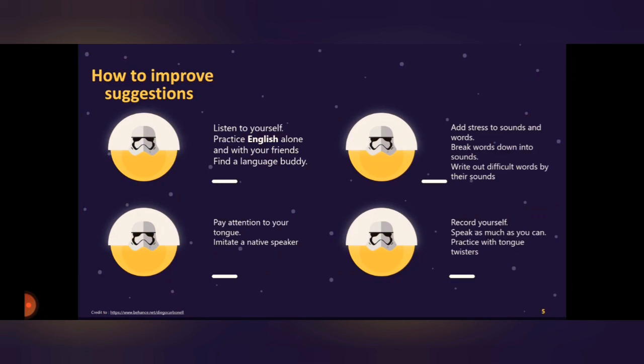How to improve? Suggestions. Listen to yourself. Practice English alone and with your friends. Find a language buddy. Pay attention to your tongue. Imitate a native speaker. Add stress to sounds and words. Break words down into sounds. Write out difficult words by their sounds. Record yourself. Speak as much as you can. Practice with tongue twisters.